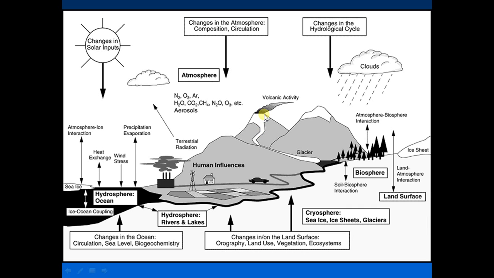Now let's look in more detail at how the spheres interact with each other. Here's an example. The biosphere is the sphere of life, so that includes trees. By the way, some of the redwood trees in far northern California are hundreds of years old, and could even be a few thousand years old.